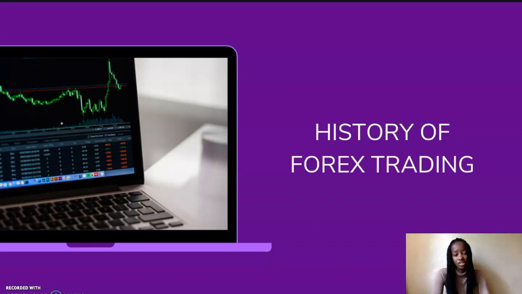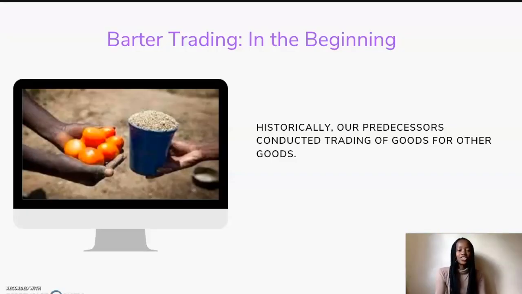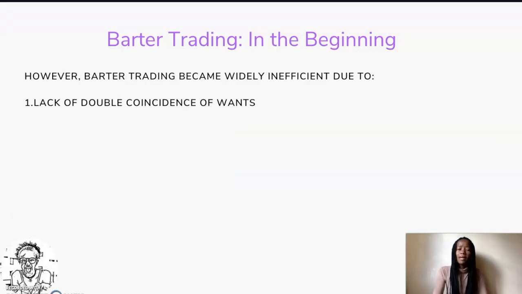While not many traders focus on the history of Forex trading, I think that it's basic knowledge that all Forex traders should have. So let's dive into it. Historically, our ancestors conducted trading of goods for other goods, and this was known as barter trading. However, barter trading became widely inefficient due to, one, a lack of double coincidence of wants.